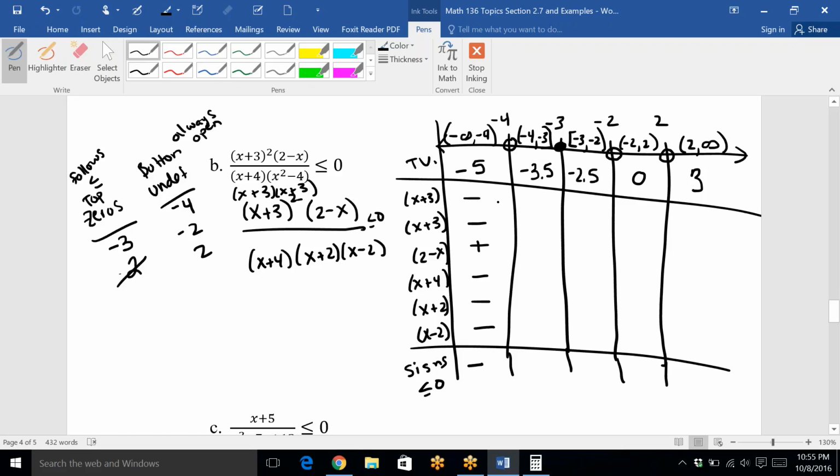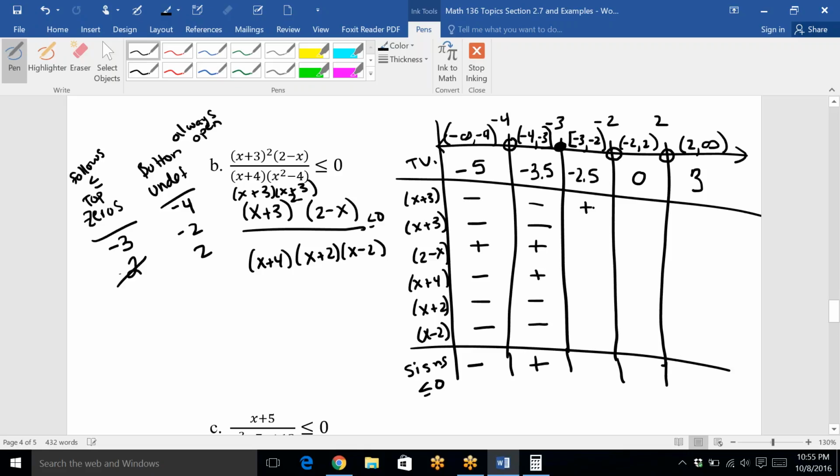-3.5 plus 3, that would actually be -0.5, so that's negative. Same thing's going to happen again. 2 minus -3.5 changes to a plus. -3.5 plus 4, that would actually be +0.5. -3.5 plus 2 would be negative. -3.5 minus 2 would be negative. So 4 negatives, that's an even amount, so that makes an overall positive when you multiply and divide.